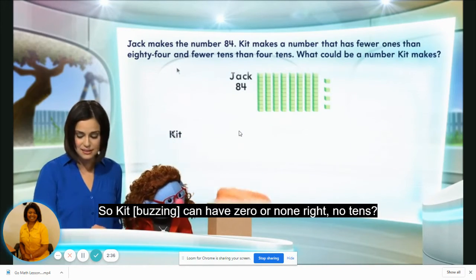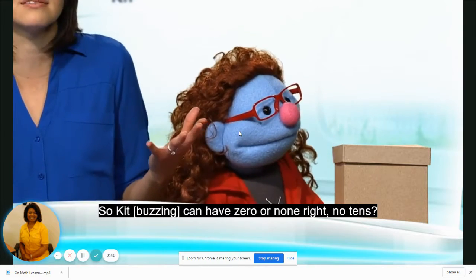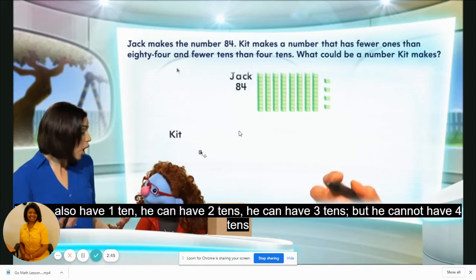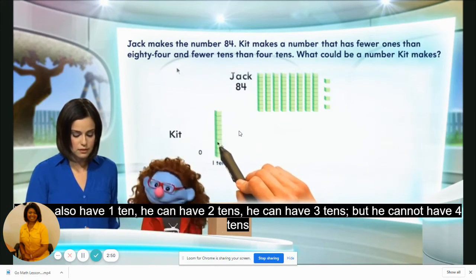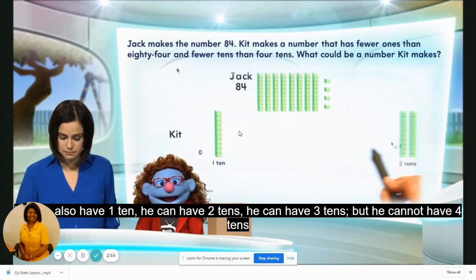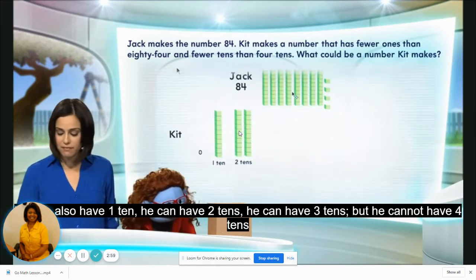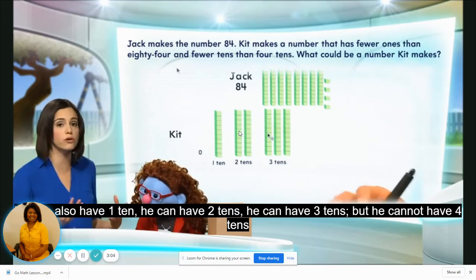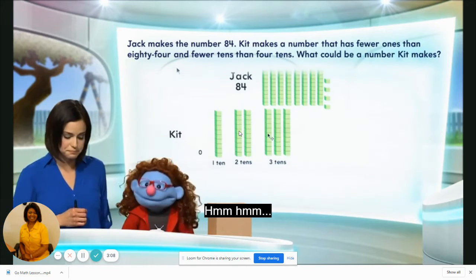So Kid can have 0 or none, right? No tens. He can also have 1 ten. He can have 2 tens. He can have 3 tens, but he cannot have 4 tens because remember, he has fewer tens than 4 tens.